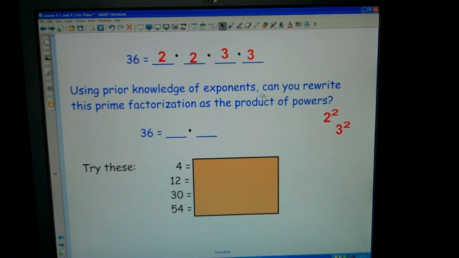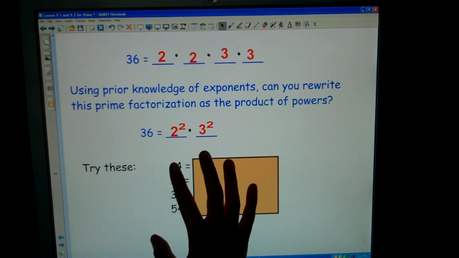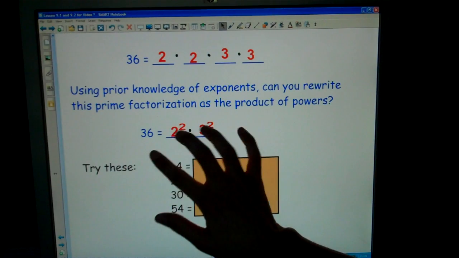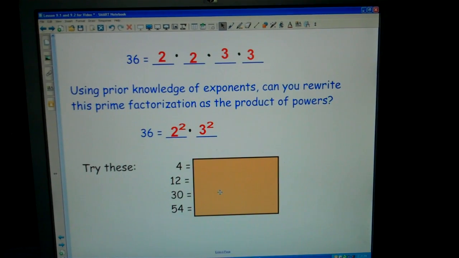2 written 2 times is really what? 2 to the power of 2. It's 2 squared. What about 3 written 2 times? I could shorten that and write 3 squared. And that's the whole idea, that we're able to break these numbers down. This is nothing new. You know about powers, you know about exponents, you know about prime factorization, but knowing their relationship with one another.